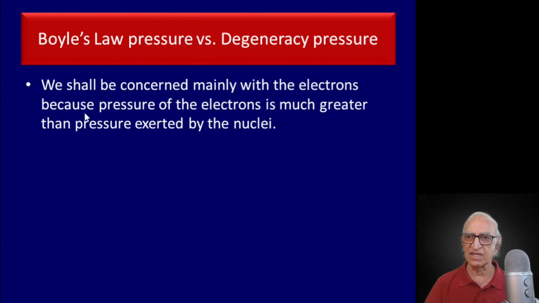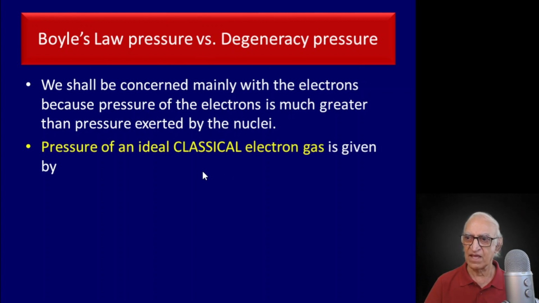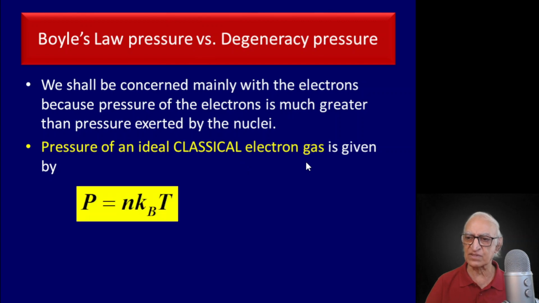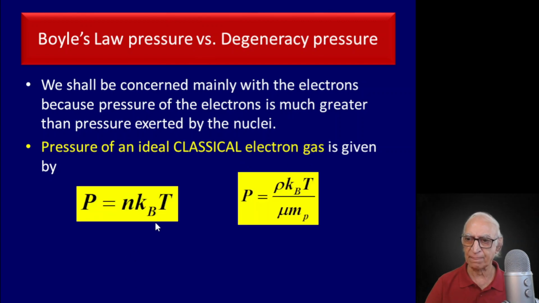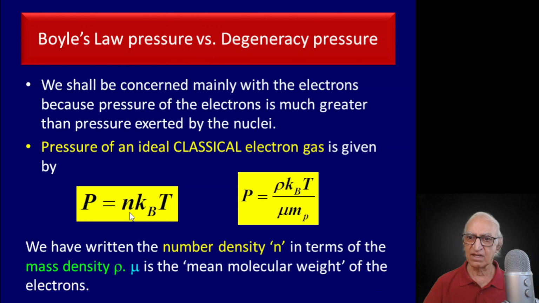So now we shall be concerned mainly with electrons, because the pressure of the electrons is much greater than the pressure exerted by the nuclei. Remember, I had stressed this when we discussed Fermi-Dirac statistics. The pressure of an ideal classical electron gas is given by nkT. It can also be written as rho kT divided by mu mp, where rho is the mass density and n is the number density. We have written the number density n in terms of the mass density. Mu is the mean molecular weight of the electrons.